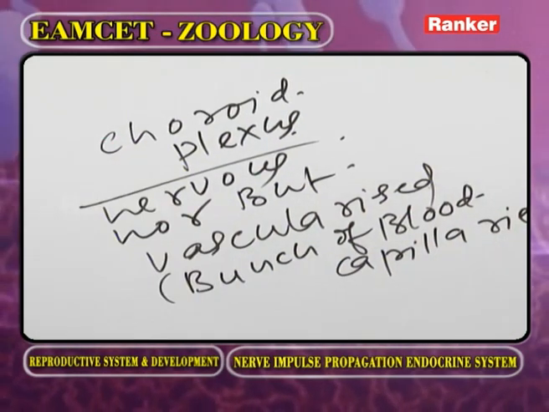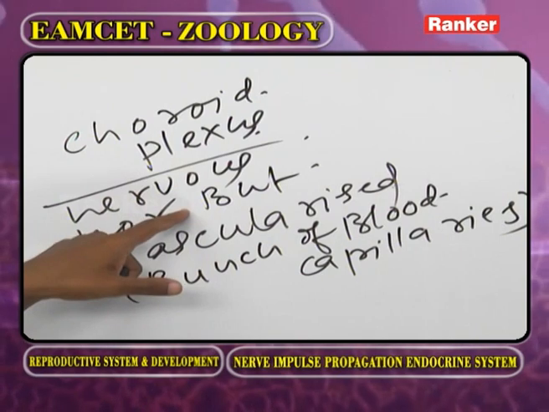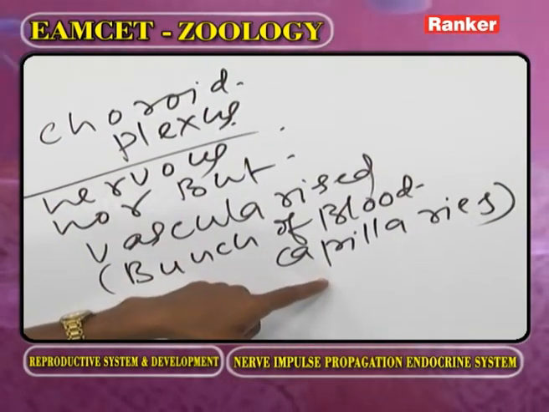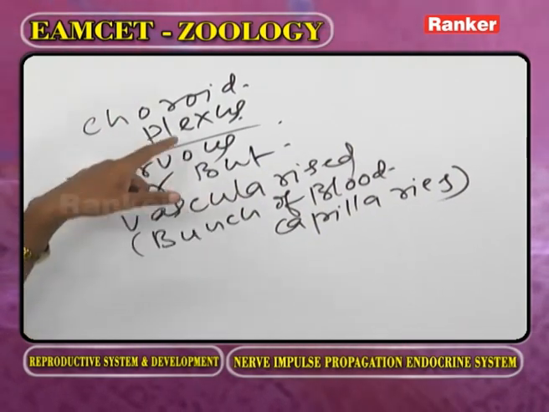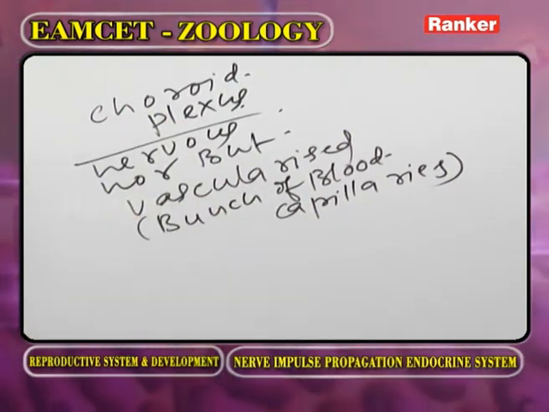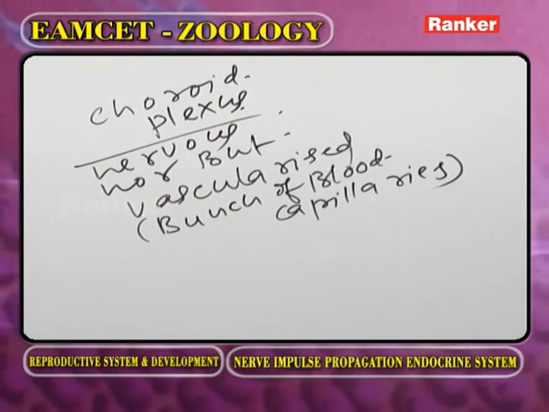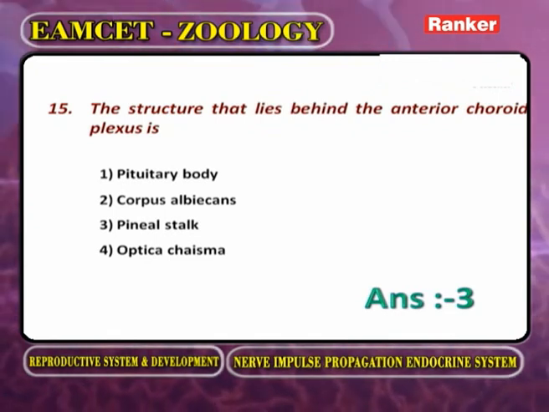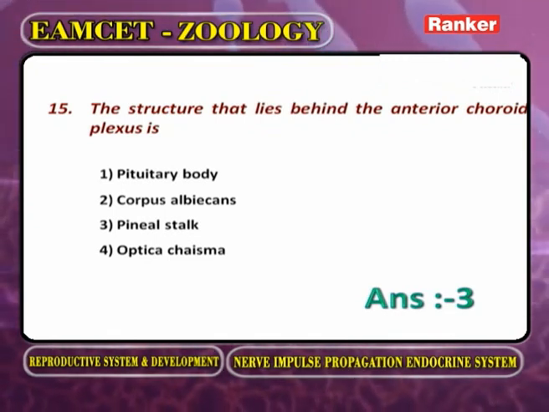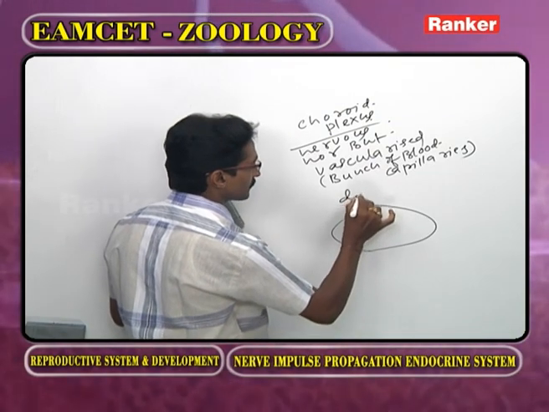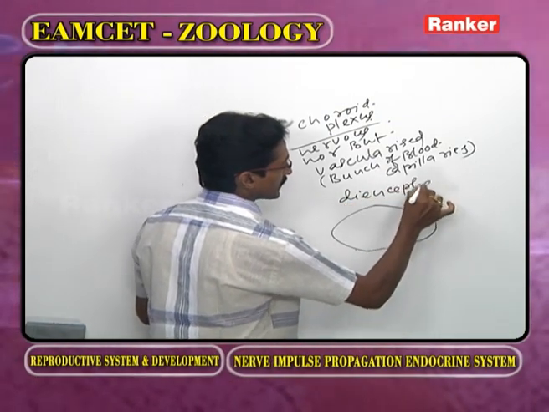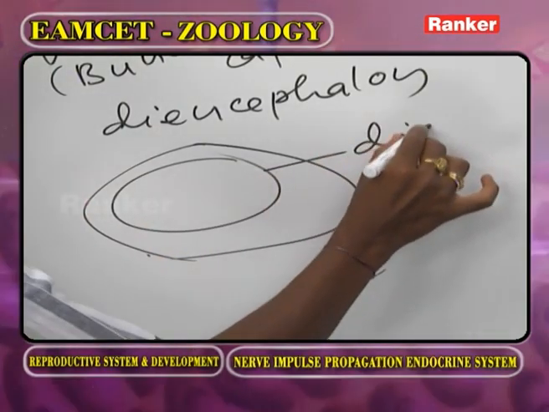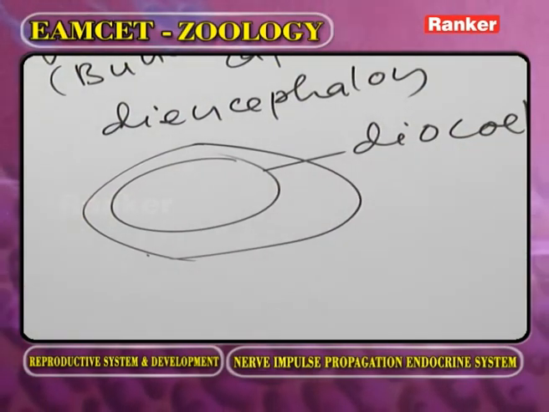What is meant by choroid plexus? Here no nerves, non-nervous, but what are present? Bunch of blood capillaries, vascularized. Plexus means bunch of blood capillaries. Here the question is the structure that lies behind anterior choroid plexus. Now this one we call the diencephalon. This is the diencephalon, and this is the cavity of diencephalon that we call diocele.